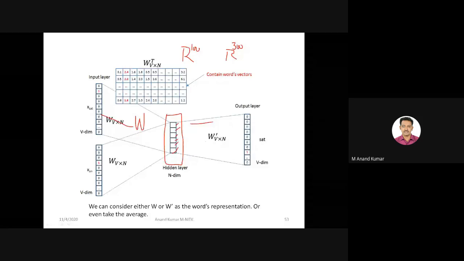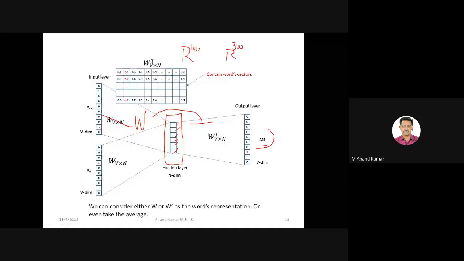You are not satisfied with the output, so you find the error between "sit" and "sat". Based on that error, you will update this W, because initially you go with a random W. After some iterations, you want a perfect W that gives efficient word vectors. So you are tuning this W based on the error it's giving.